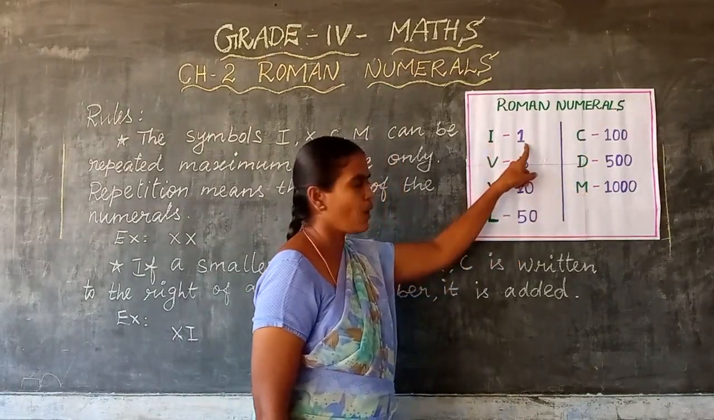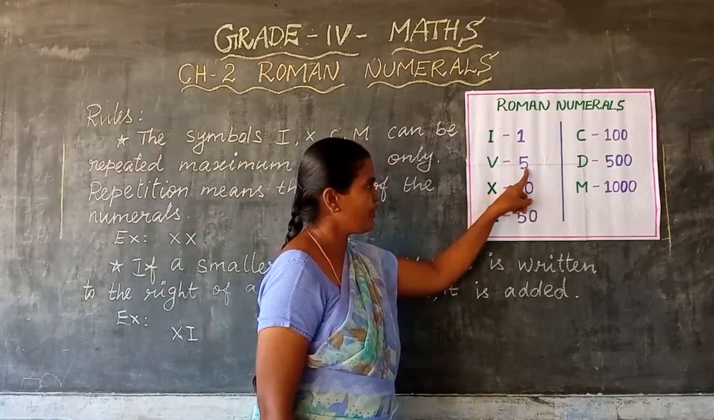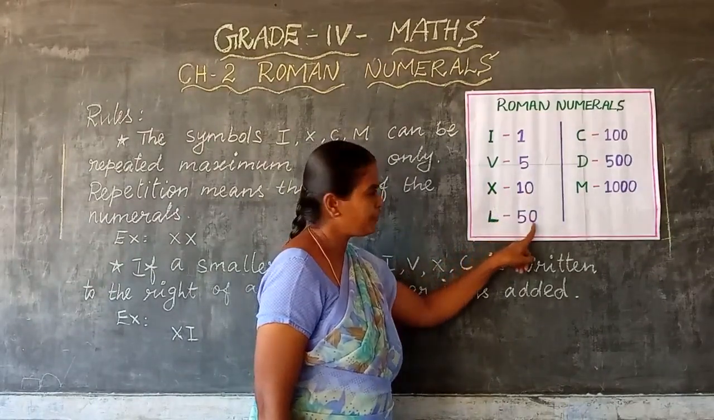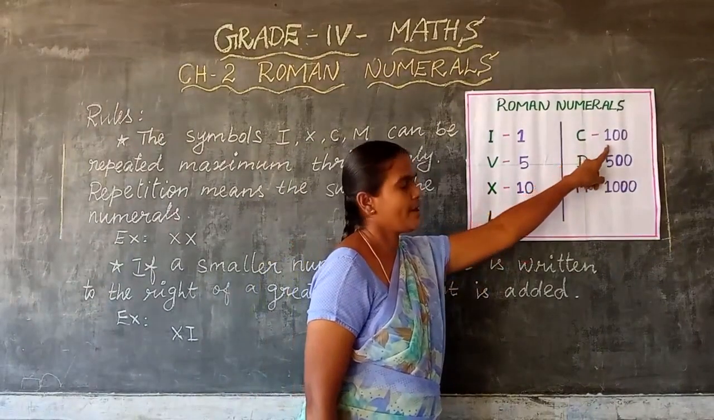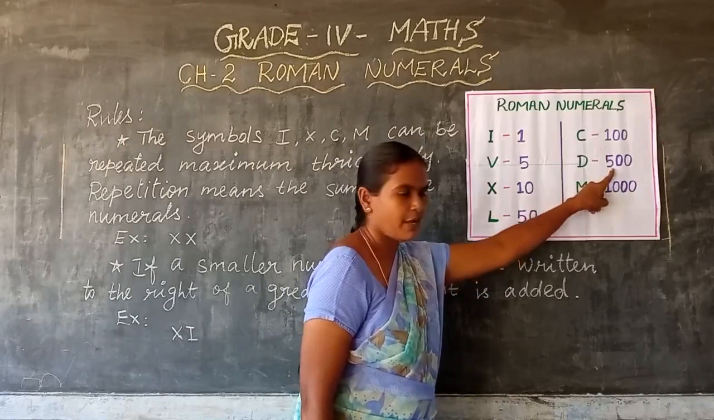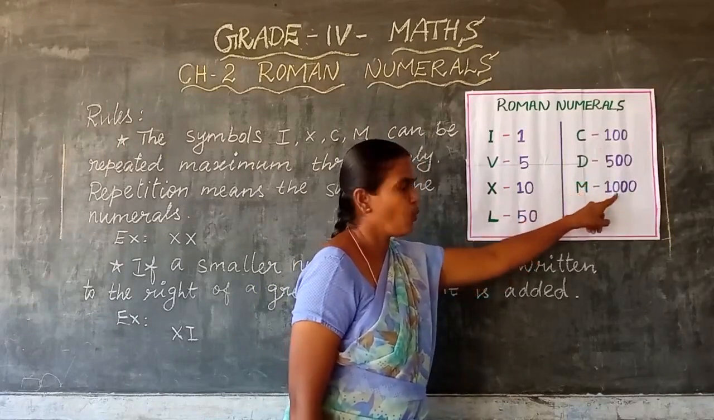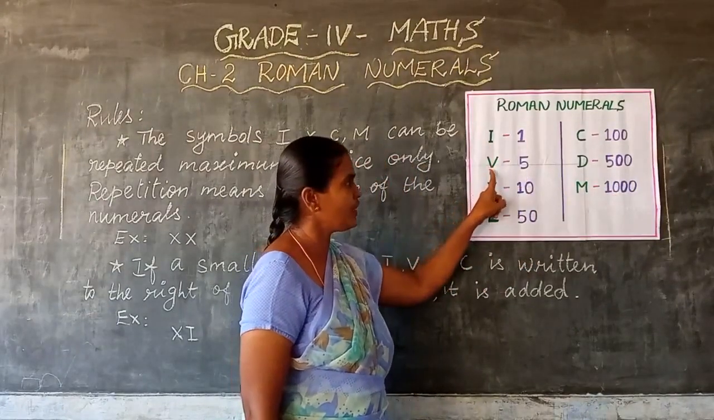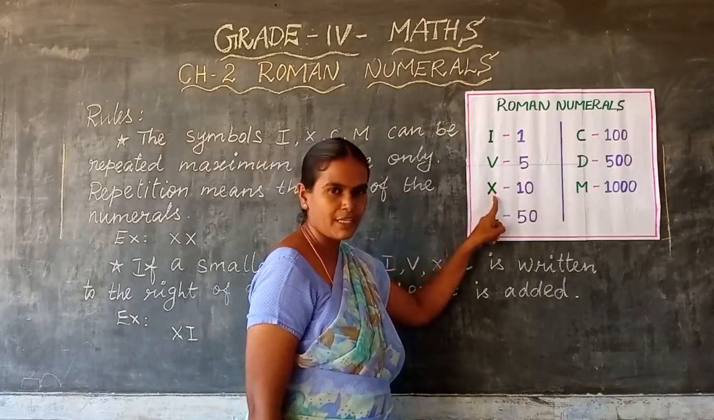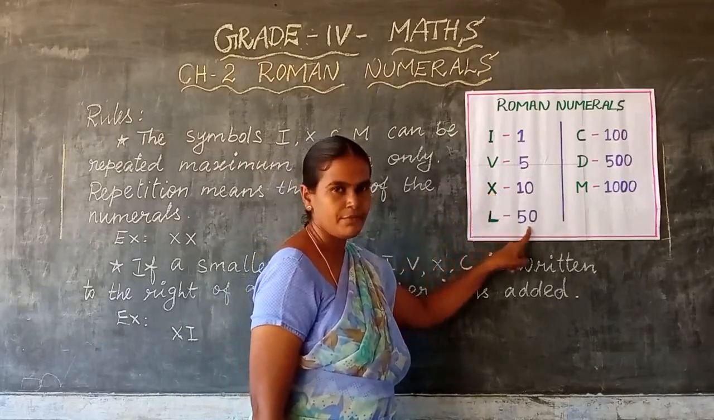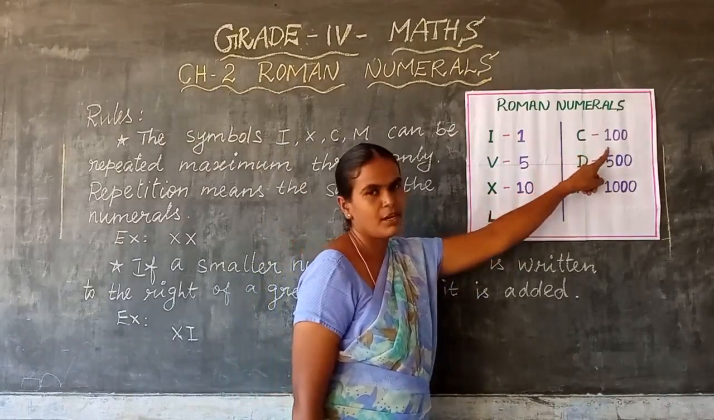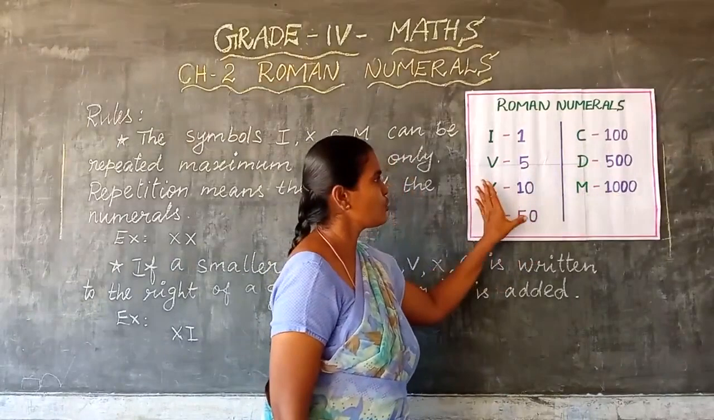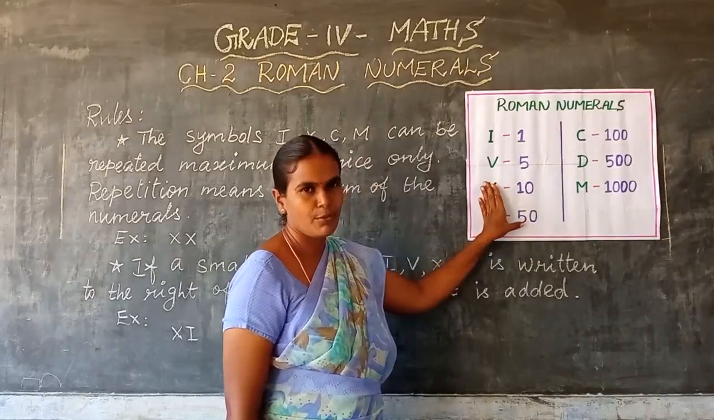Value of I, 1. Value of V, 5. Value of X, 10. Value of L, 50. Value of C, 100. Value of D, 500. Value of M, 1000. So these Roman numerals and their values are very important.